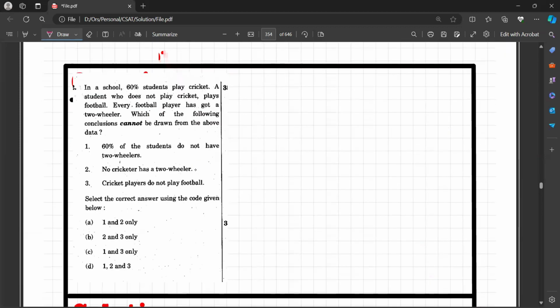In a school, 60% of the students play cricket. So cricket, how many? 60%. So if the total students are 100, then 60 students play cricket. Who does not play cricket plays football. That means the remaining 40%, we have only one thing.